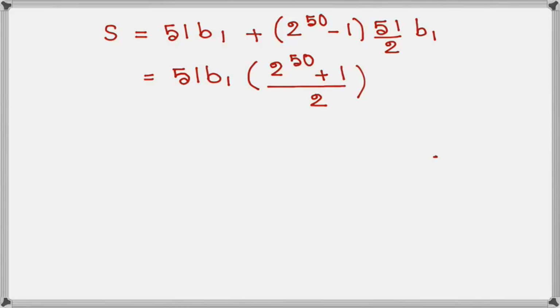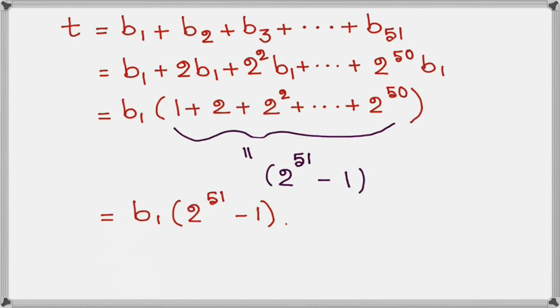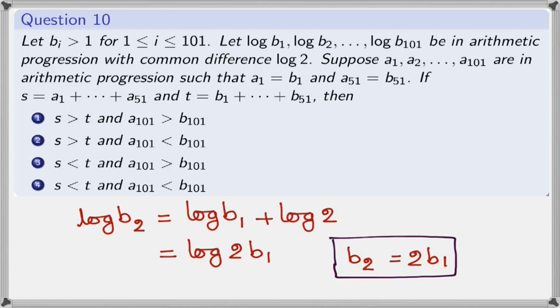To compare with t, we write this one as 51 b1 into (2 to the power 51 plus 2) divided by 4. We already got t is equal to b1 into (2 to the power 51 minus 1). Therefore, we can conclude that S is strictly bigger than T. So, coming back to the question, option 3 and option 4 are not correct.